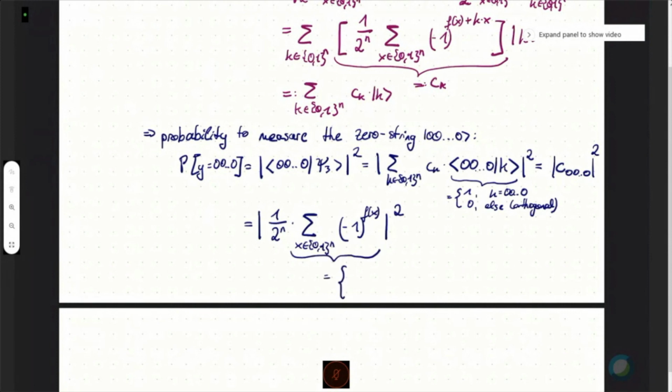We basically have 3 different cases. We have the case where f of x is constantly 0. If f of x constantly outputs 0, then we will always get -1 to the power 0, so we just get 1 for each of the 2 to the n possible inputs. So we will get plus 2 to the power n. If f of x is constantly 1, then each time we will get a minus sign, so we will get -2 to the power n.